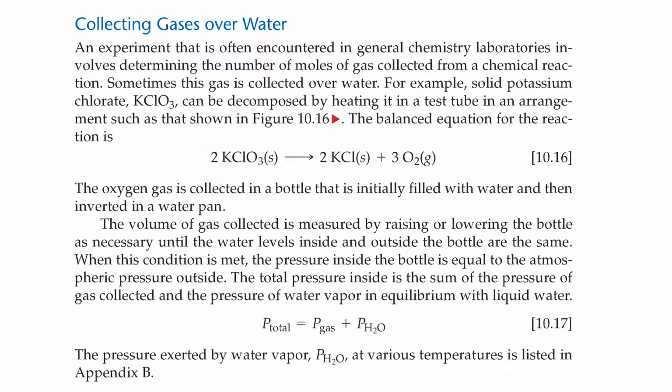The oxygen gas is collected in a bottle that's initially filled with water and then inverted in a water pan. The volume of gas collected is measured by raising or lowering the bottle as necessary until the water level inside and outside the bottle are the same. When this condition is met, the pressure inside the bottle is equal to the atmospheric pressure outside. The total pressure inside is the sum of the pressure of the gas collected and the pressure of the water vapor in equilibrium with liquid water: P_total is P_gas plus P_H2O. The pressures exerted by water vapor at various temperatures are listed in Appendix B.